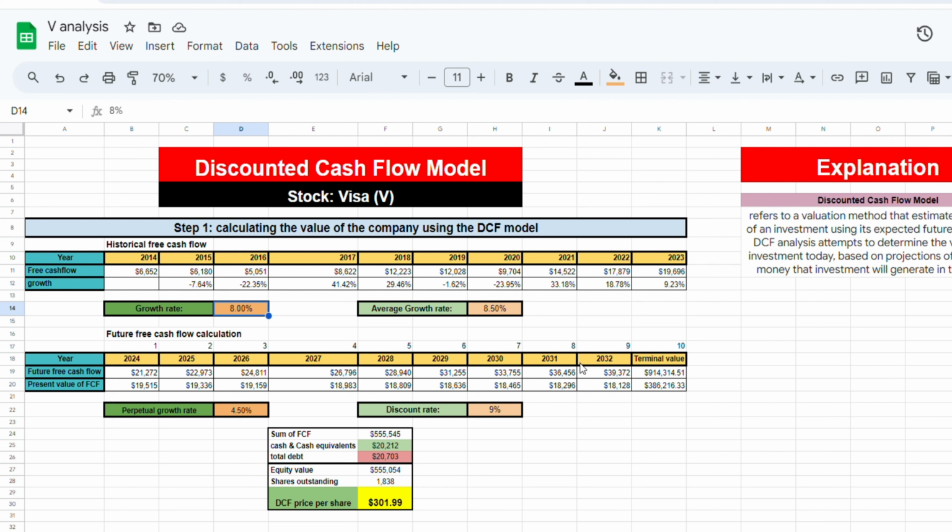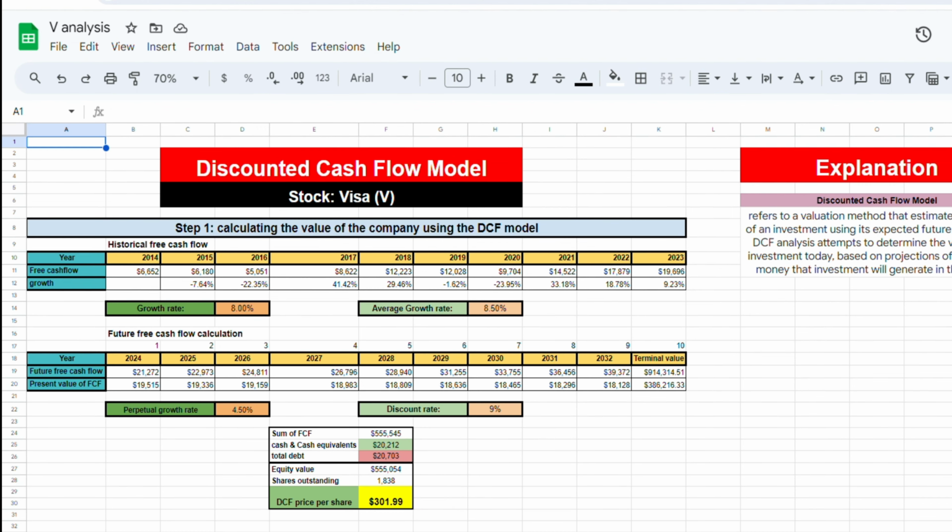For the terminal value, we made use of the discount rate of 9% and the perpetual growth rate of 4.5%, which is usually the rate the economy grows. But seeing how future-oriented Visa is, we make use of a premium. Now that we have the future free cash flows, we add them all together. By adding up the cash and cash equivalents and subtracting the total debt, we find the equity value. Dividing this by the total amount of shares outstanding gives us the price per share of $302 based on the DCF method.